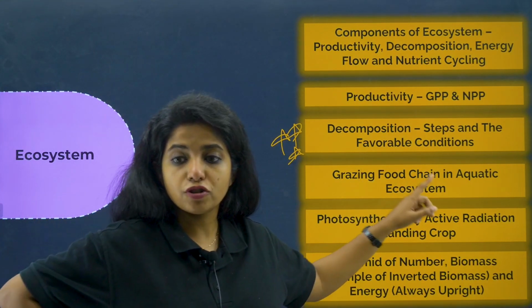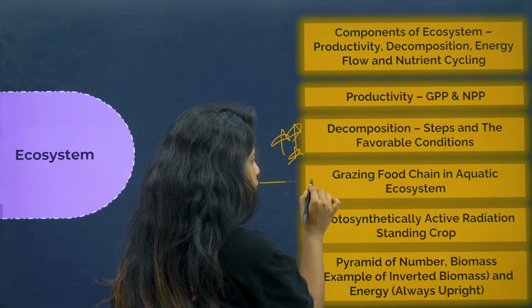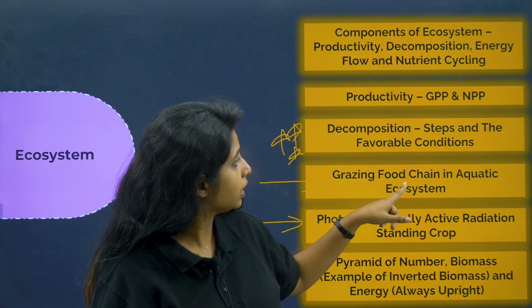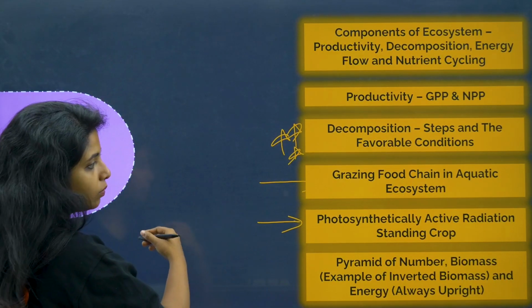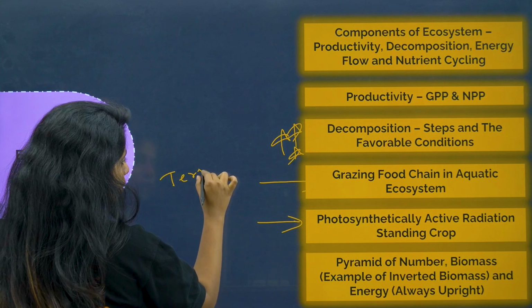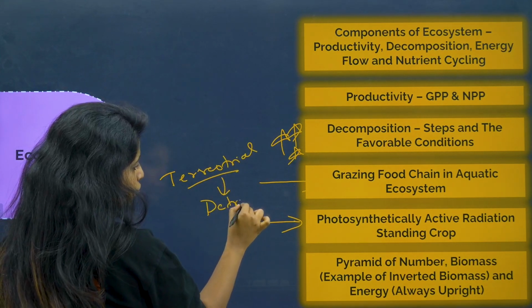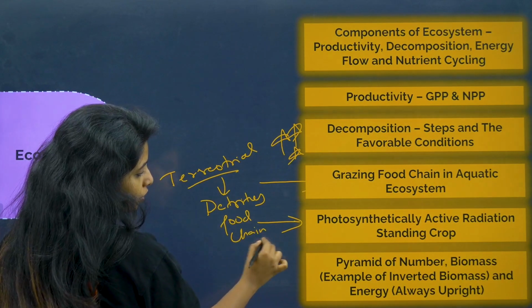Okay, grazing food chain is most prominent in aquatic ecosystem. I have just written over here so that you don't forget. Grazing food chain in aquatic ecosystem is really important. Whereas when you talk about terrestrial ones, what is more important, my dear children? In terrestrial, major amount of energy flow is through detritus food chain. Detritus food chain, please remember it, you can get the question.